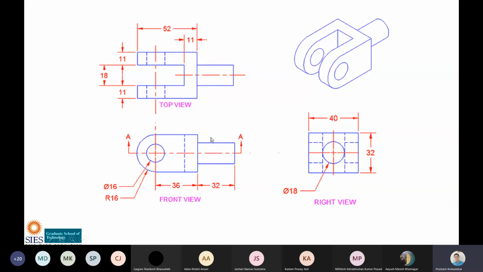Now look at the solution here. The solution is drawn using third angle method of projection. Okay, but then what are we expecting? We are expecting the positions like this. Front view, इसके नीचे top view.